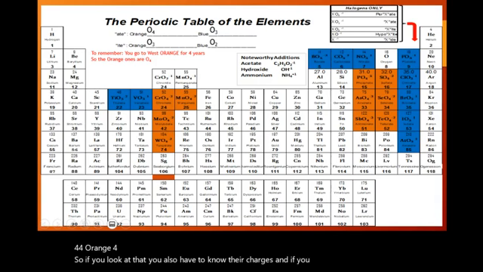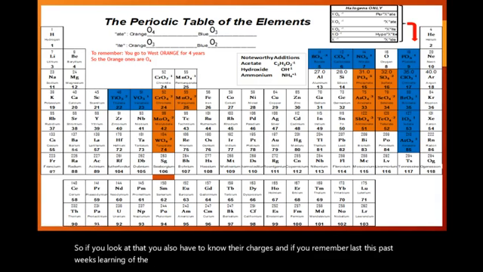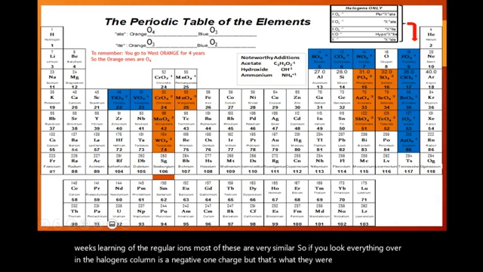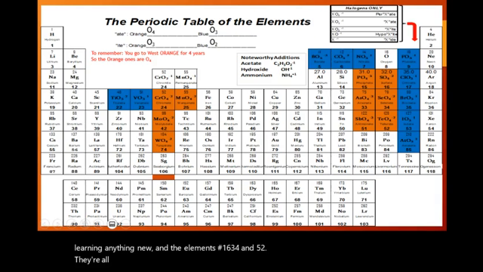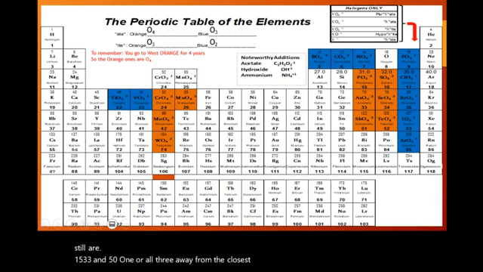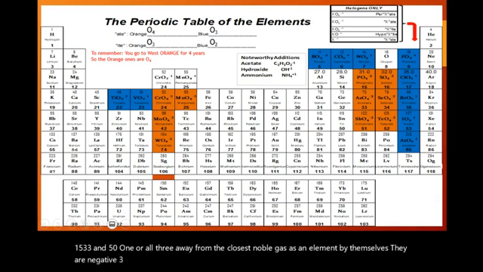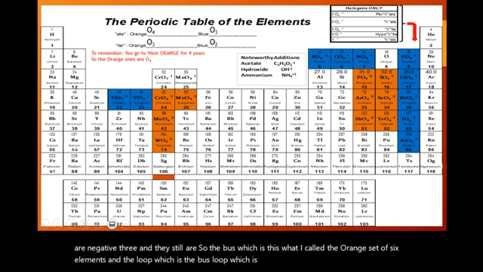Okay, so if you look, you also have to know their charges. And if you remember this past week's learning of the regular ions, most of these are very similar. So everything over in the halogens column is a -1 charge, but that's what they were before, so that's not learning anything new. And the elements number 16, 34, and 52, they're all 2 away from the closest noble gas, and they used to all be -2, and they still are. 15, 33, and 51 are all 3 away from the closest noble gas. As an element by themselves, they're -3, and they still are. So the bus, which is what I call the orange set of 6 elements, and the loop, which is the halogen column here, are all the same charges.